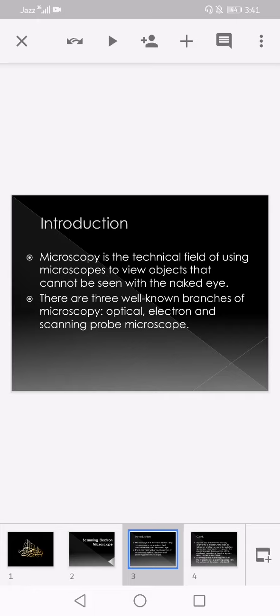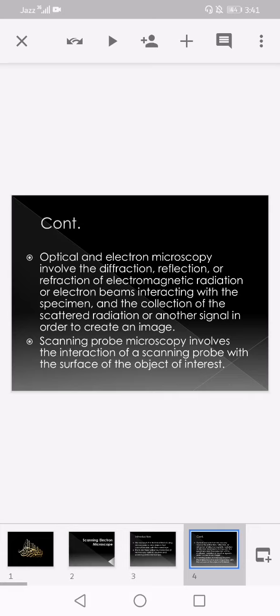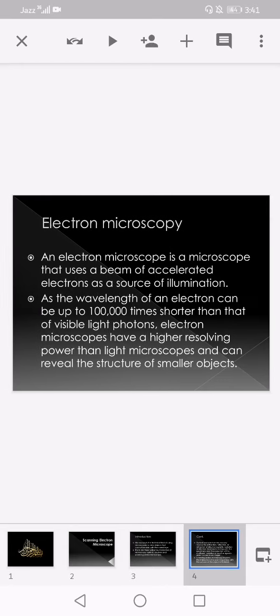First of all, microscopy is the technical field of using microscopes to view objects that cannot be seen with the naked eye. There are three well-known branches of microscopy: optical, electron, and scanning probe microscopy. Optical and electron microscopy involve the diffraction, reflection, or refraction of electromagnetic radiation or electron beams interacting with the specimen and the collection of the scattered radiation or another signal in order to create an image. Scanning probe microscopy involves the interaction of a scanning probe with the surface of the object of interest.